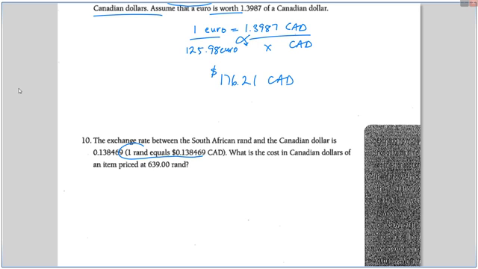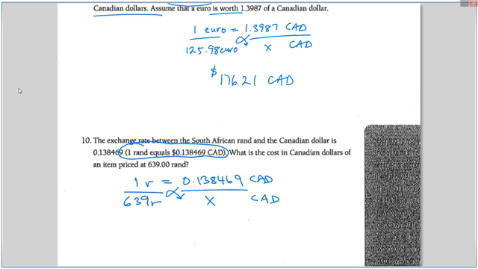Alright, so this one's really nice. It tells you exactly what to write. 1 rand is equal to 0.138469 CAD. What is the CAD? Item costs 639 rand. So line up the R's, X CAD, basically just cross multiply. So 639 times 0.138469. So $88. And after rounding, 48 cents.